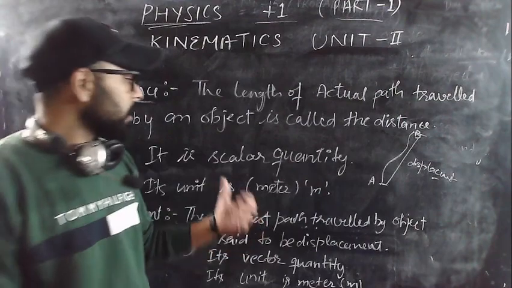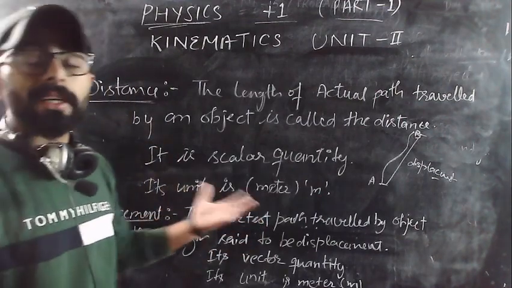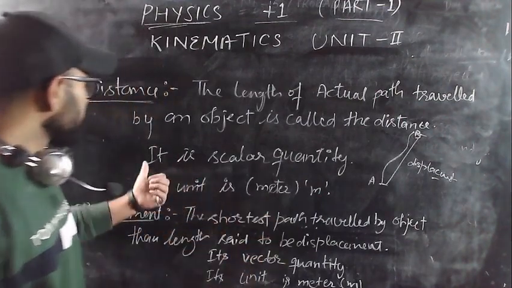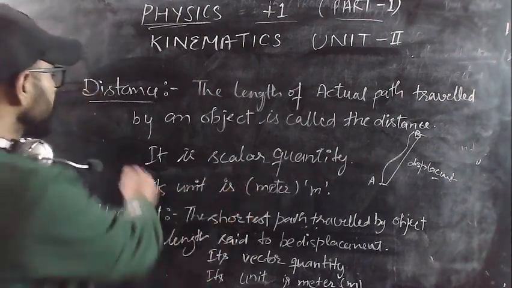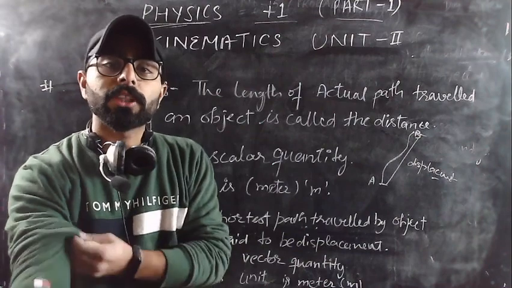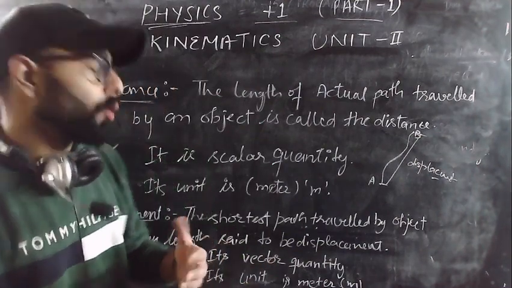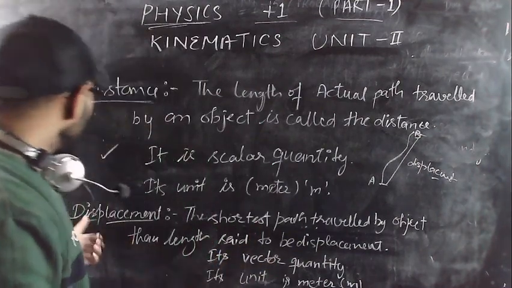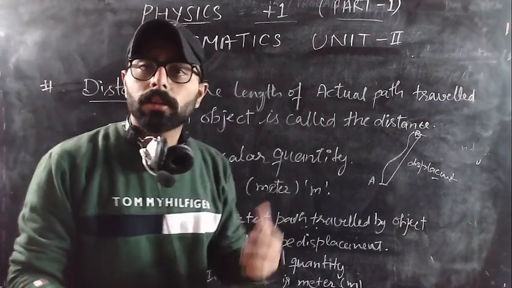Before that I will talk about the unit and what kind of quantity each is. Distance is a scalar quantity. Scalar quantities are those quantities which have only magnitude; they don't talk about direction. Displacement is a vector quantity.